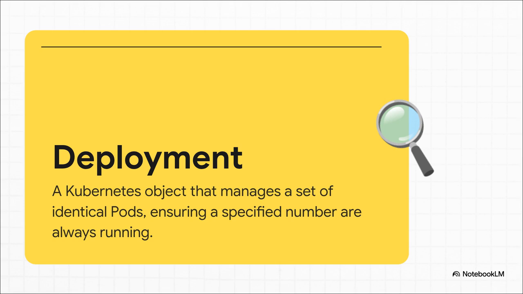A deployment is kind of like the manager for our pods. We tell it, hey, I always want 3 identical copies of this pod running. And if one of them fails, the deployment just automatically creates a new one to take its place. It also lets us roll out new versions of our code with 0 downtime.